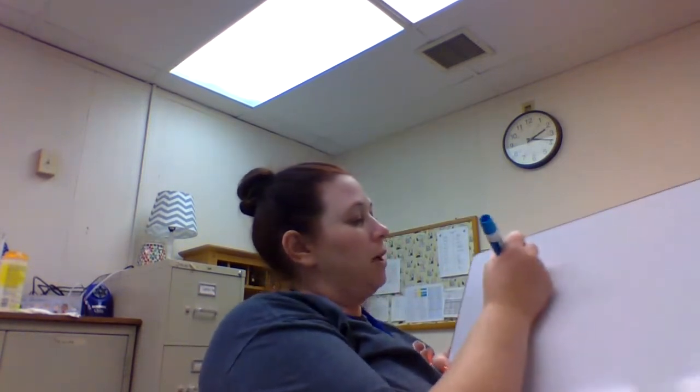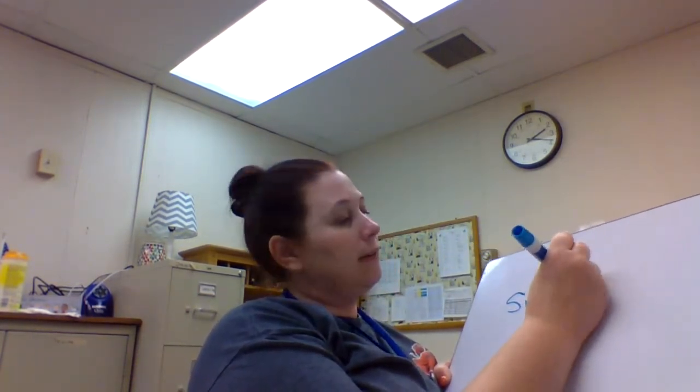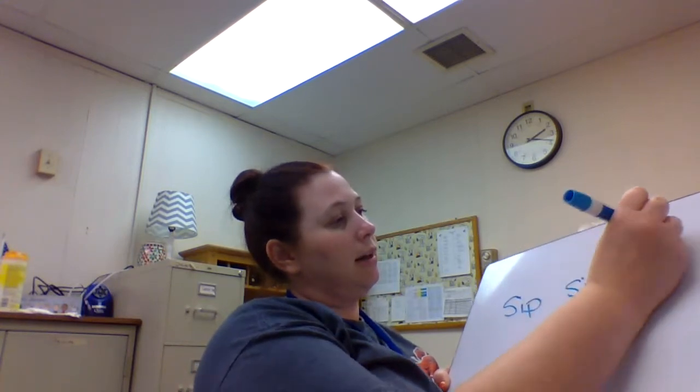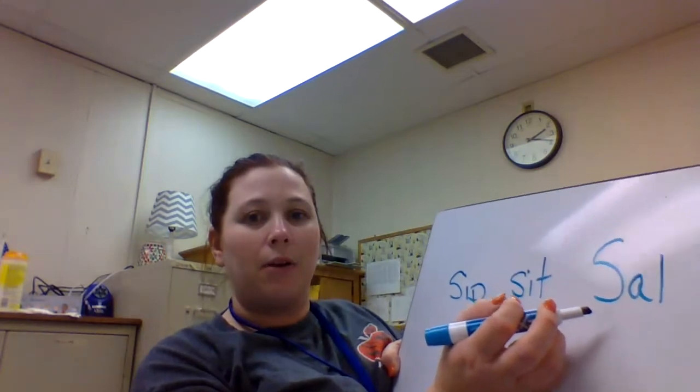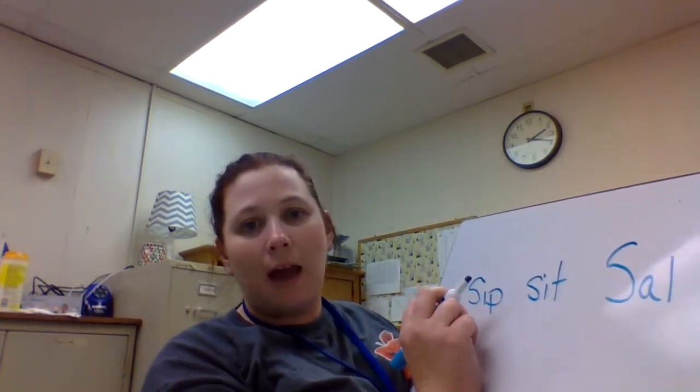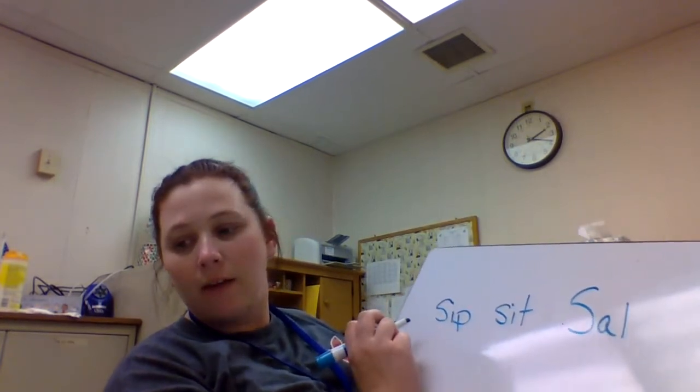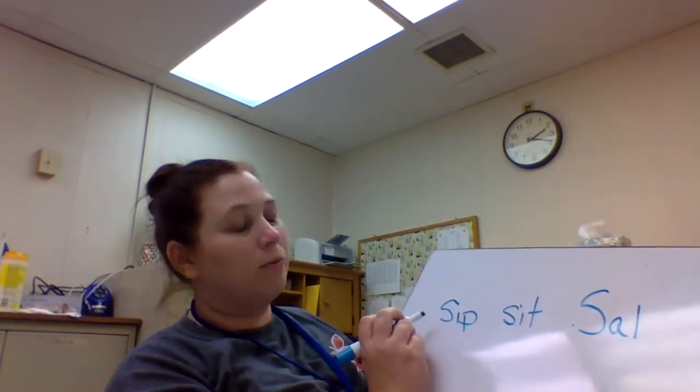Alright, let's look at these words. We have sip, sit, and Sal. Does anyone notice how I put a capital S there? That's because Sal is a name. So we make a capital S at the beginning of Sal. Alright, what letter do you see here in the beginning of each word? I just said it when I said the capital. I gave it away. It's an S.